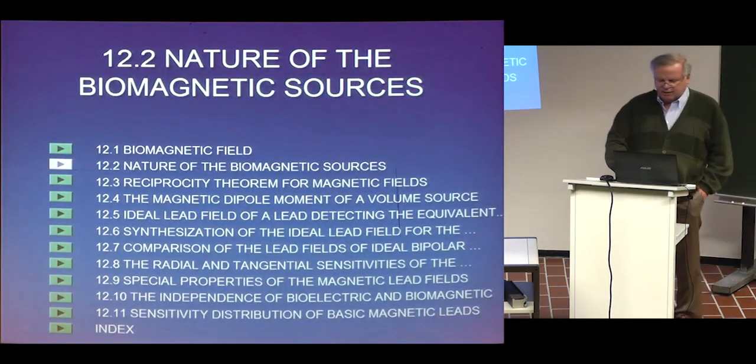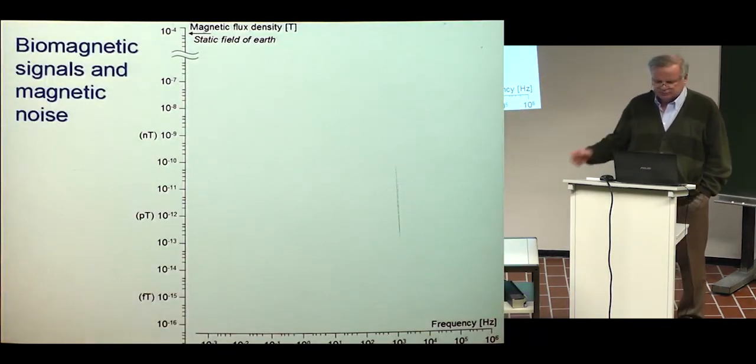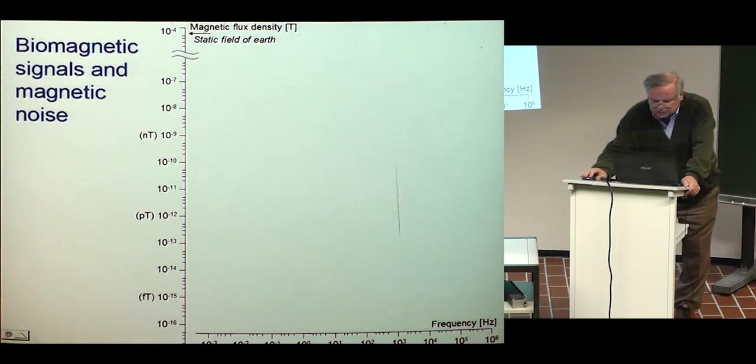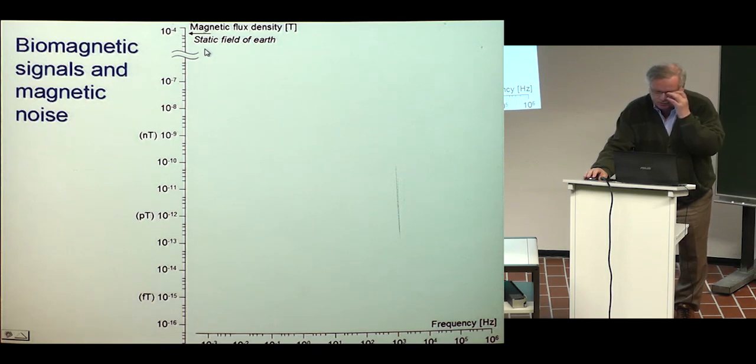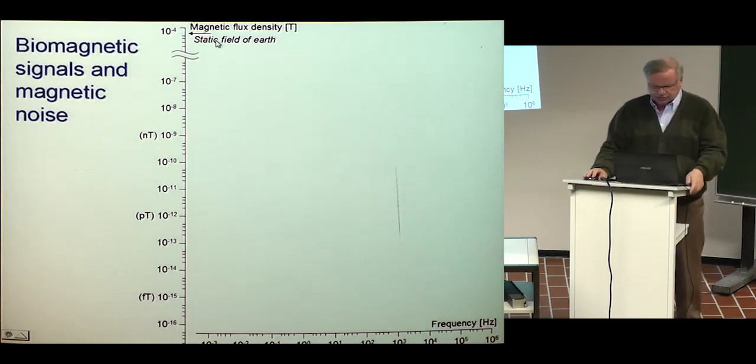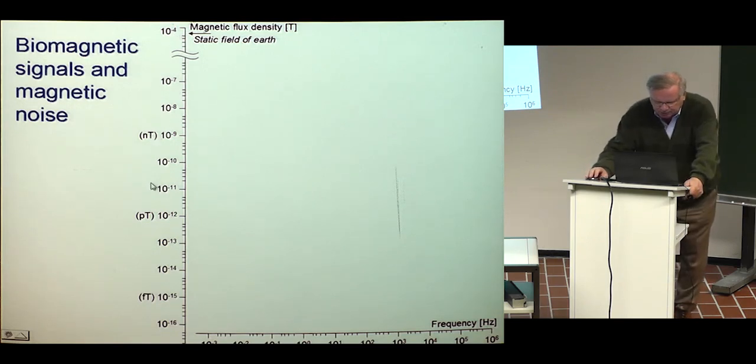What kind of are the biomagnetic sources and biomagnetic fields? I just summarize what kind of fields they are. Here is a graph where on the horizontal axis is shown the frequency of the magnetic field or flux density. Here is 1 hertz, 10, 100, and so on. And on the vertical axis is the magnetic flux density in Teslas. The static field of the Earth, the field which is orienting the compass needle, for instance, is here. And then please note that there are 3 orders of magnitude missing, 10 to minus 4 and 10 to minus 7, and we go down to the nanoteslas, picoteslas, and femtoteslas.